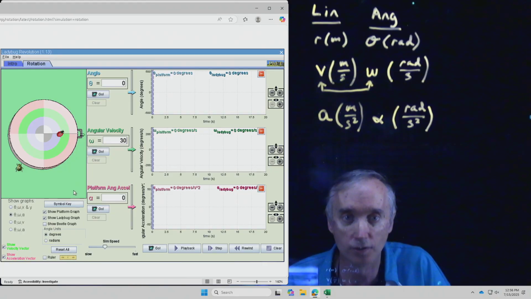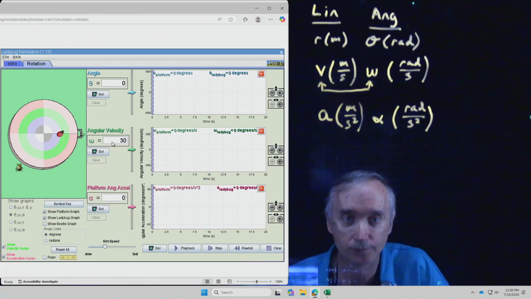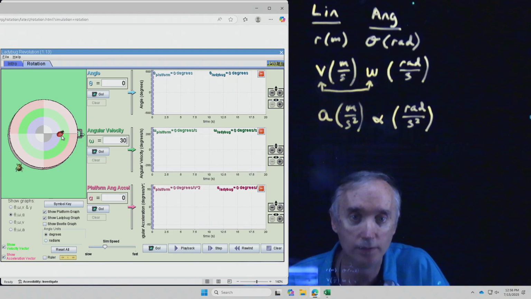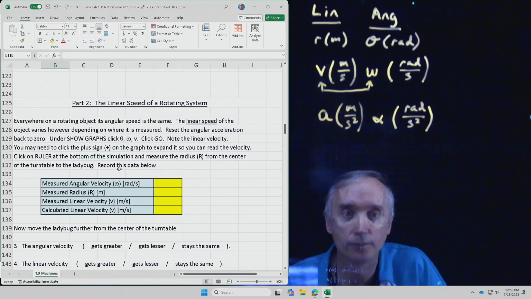So the original angular velocity in degrees, so click on here for degrees, type in 30. So that was the original angular speed of the turntable. And then the acceleration should be 0. The angle should be 0. There's the ladybug right there. Okay, so now let's go back to the lab here.